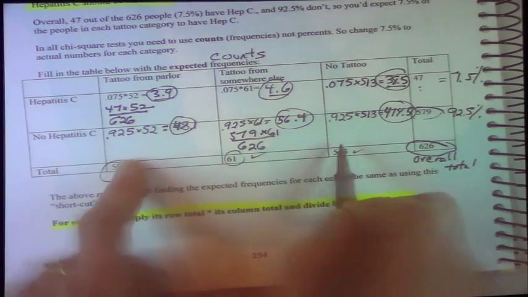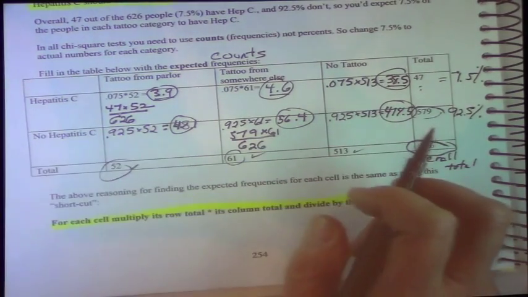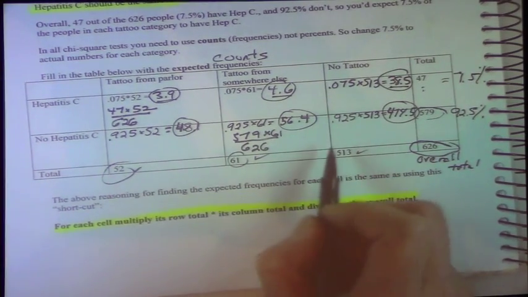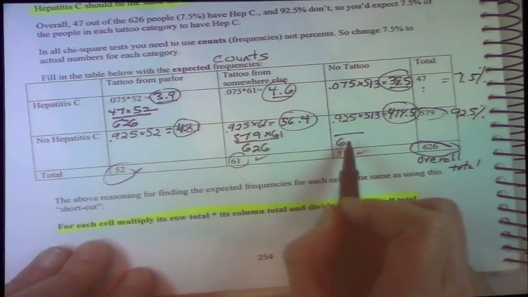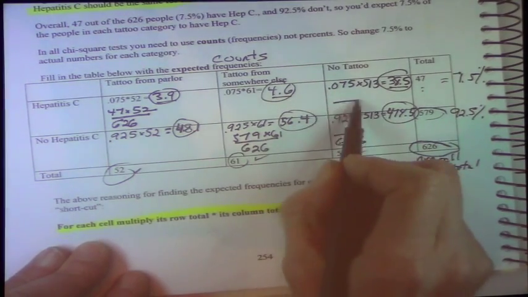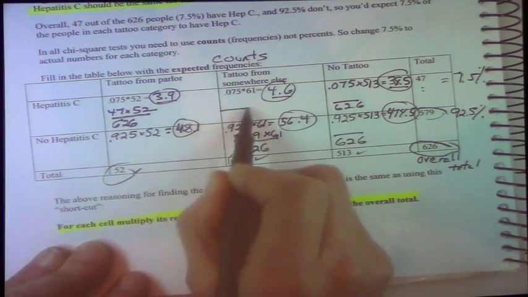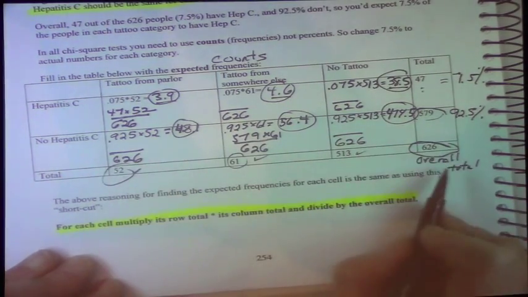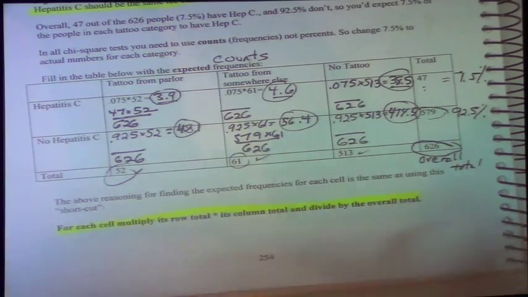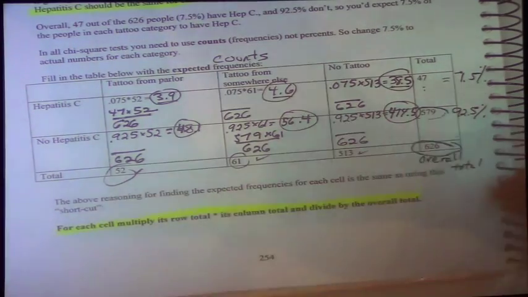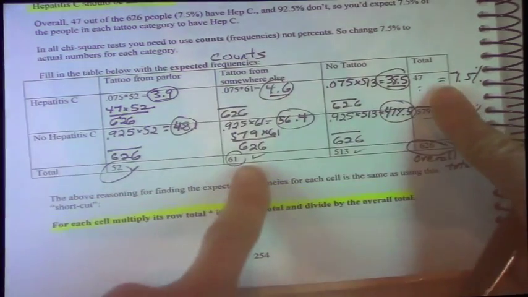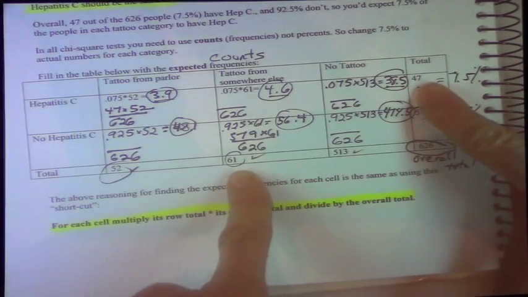So if you want to get used to doing it that way, that's easy too. A lot of people prefer that. Okay? In every one of them, it's going to be 626. You could just fill that in. Every one of them. That's your overall total. And then all you have to do is, whichever cell you're in, just multiply those two numbers together. Okay?